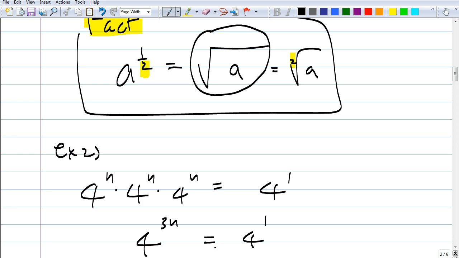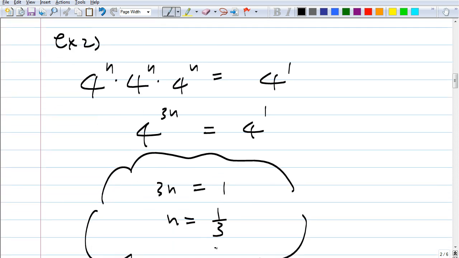So then, Talene, what do I get? You divide both sides by 3, so you get n equals 1/3, correct?